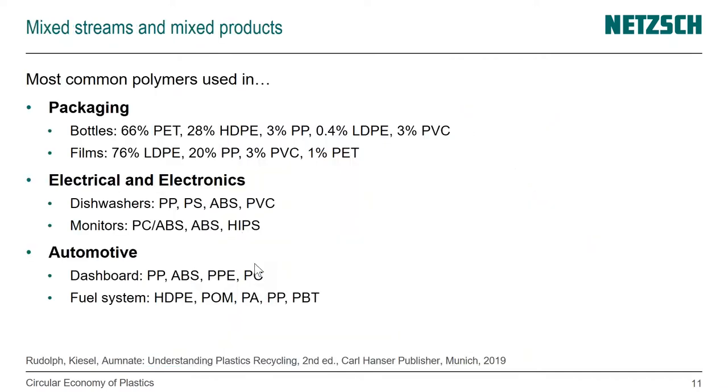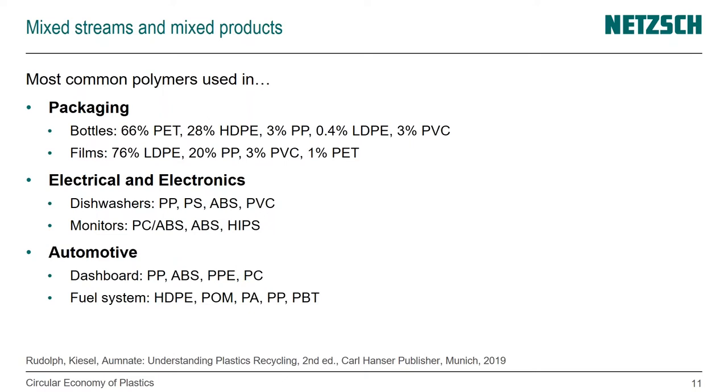When we look at the different sectors like packaging, electrical, electronics, and automotive, I just took these out. You can find that analysis in our book. The most common polymers used in packaging for bottles are PET, as we all know, then HDPE, a little bit of polypropylene, LDPE, and PVC. For films, the majority is LDPE, 20% PP. So we see what kind of materials we have, and that we have relatively big portions of them.